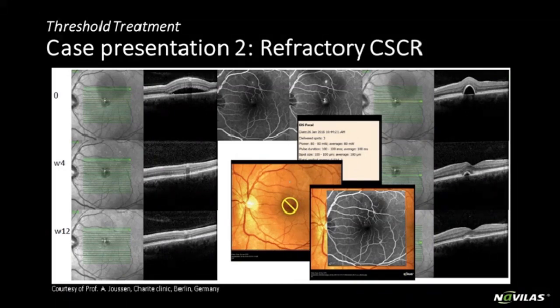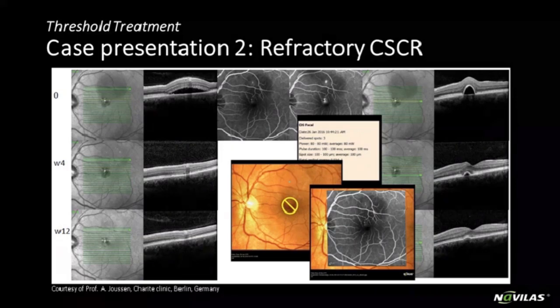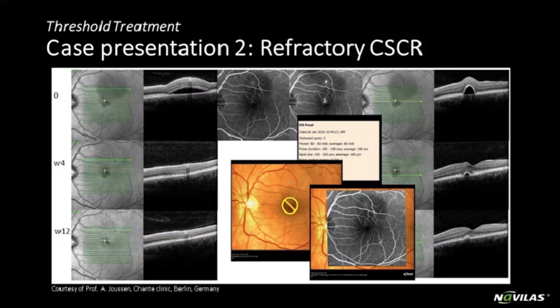Here's another case from the same clinic. Here you see subretinal fluid and a PED, and you see resolution by week 4 of the subretinal fluid and by week 12 of the PED. Some of those spots are pretty close to the fovea, but with the Navilas, you're comfortable treating those, knowing that there won't be an error and it's not going to hit a subfoveal burn.